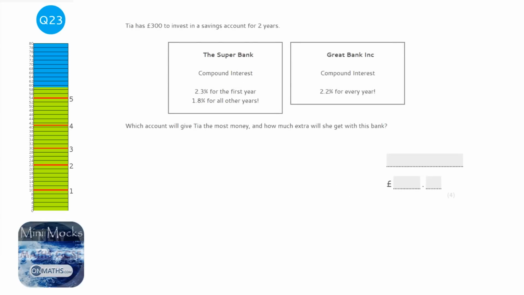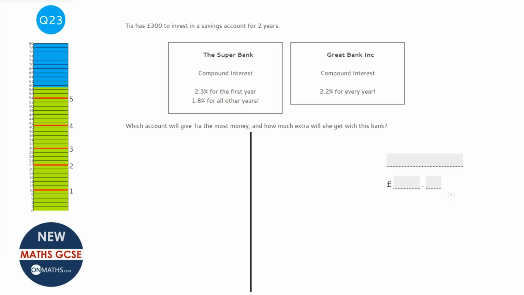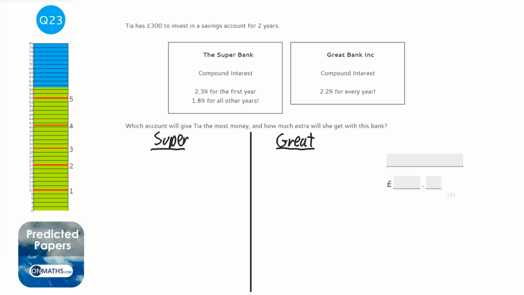In this question we're asked to compare two banks, and normally when I'm asked to compare something I just put a line down the middle of the working out and I put one of them on the left hand side and one of them on the right hand side, and as long as it's identifiable which one is on the left and which one's on the right, you don't need to necessarily put the whole name down, but you can do. So I'm going to start with a super bank.